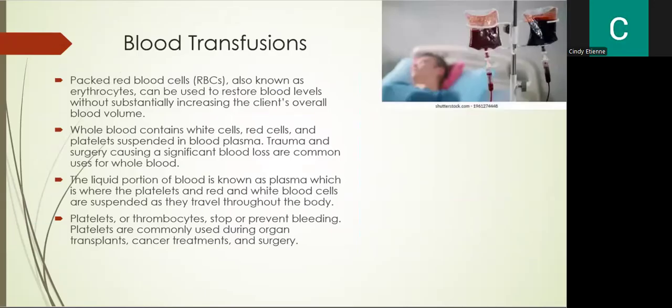Okay, let's get back to our patient who's in a car accident and lost a lot of blood. You initially gave him normal saline and lactated ringers to restore the blood volume, but the IV fluids alone do not replace the oxygen-carrying cells that were lost. That's when blood transfusions become necessary.